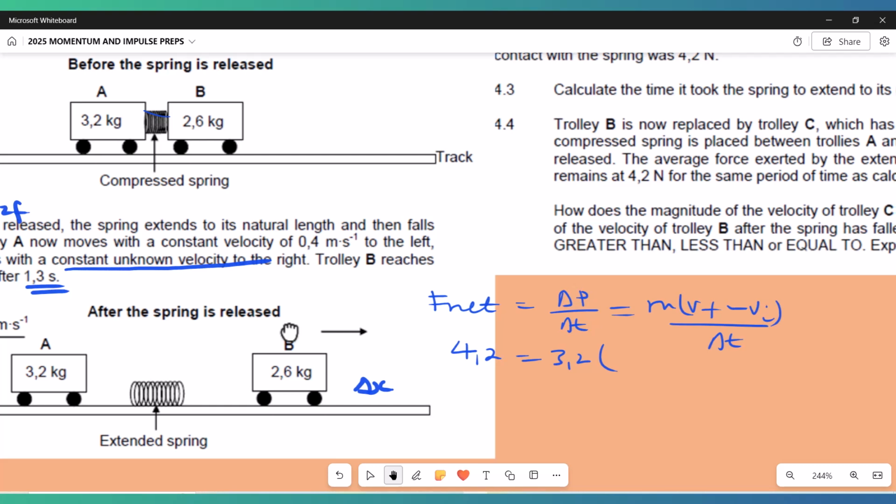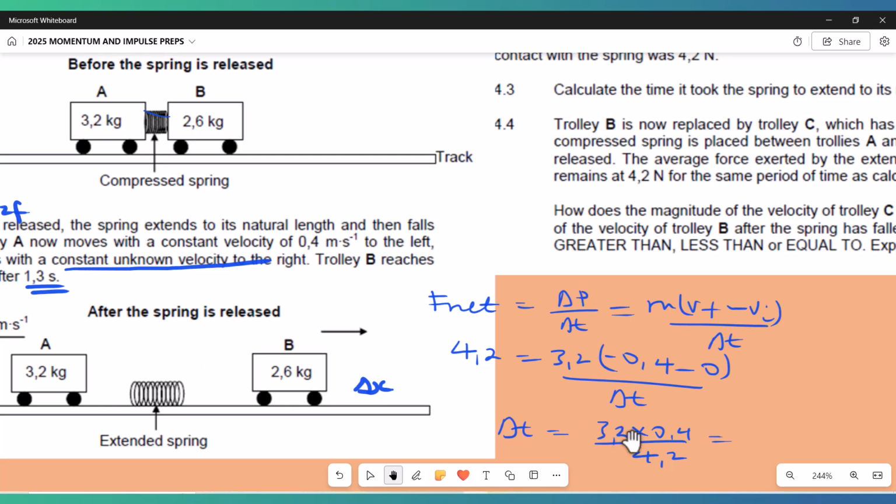So negative 0,4 minus 0 because it was initially at rest, divided by change in time. My change in time cannot be negative, so I will have to make it positive. I'm going to say 3,2 multiplied by 0,4 divided by 4,2. So how many seconds were those? Let's find out here as well.